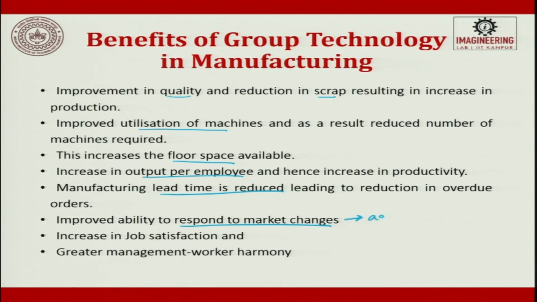So the agility, depending upon the market requirement, variation in the products can be done very fast. So agility can be done, job satisfaction is done, and greater management worker harmony can happen. So all these things predominantly go to the benefit of group technology.